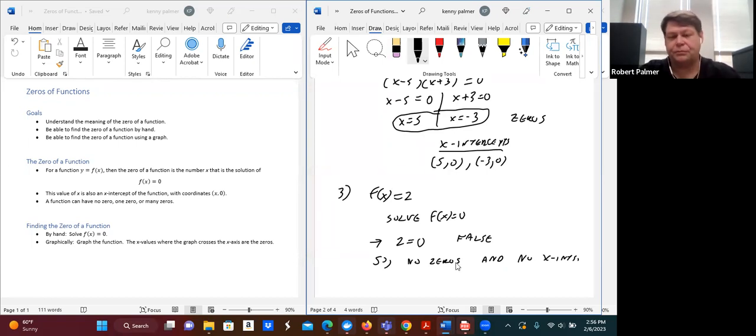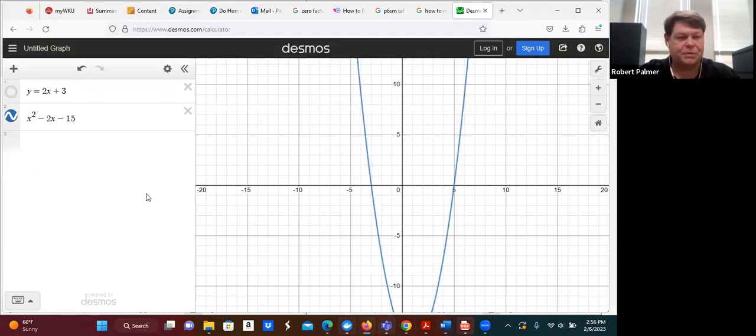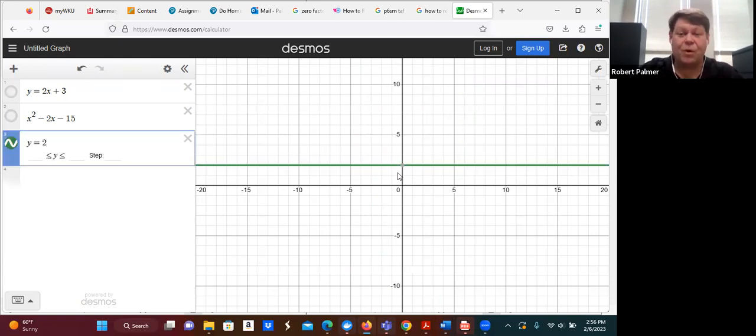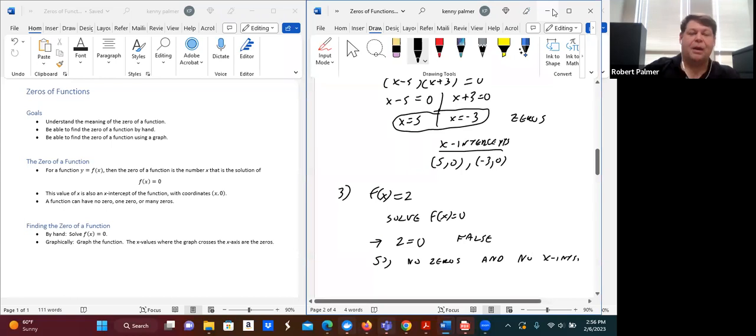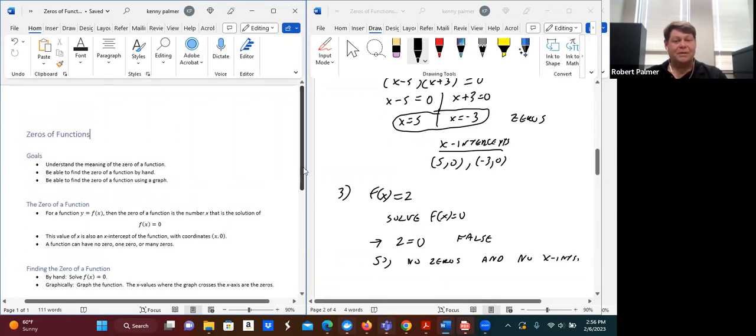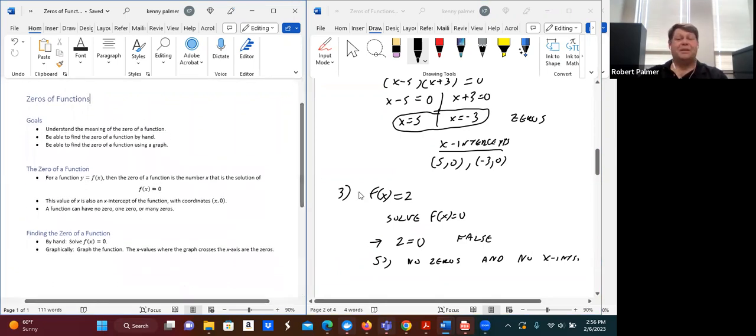Okay. So if we graph that really quickly, f of x equals 2, so y equals 2. Recall, that's just a constant function at 2, and it never crosses the x-axis, so it has no zero. Now, let's also talk about solving by graphing. This is where in some functions, it may be difficult, maybe impossible to find the value by hand, so we better actually graph it.